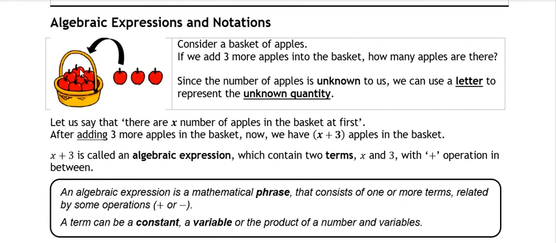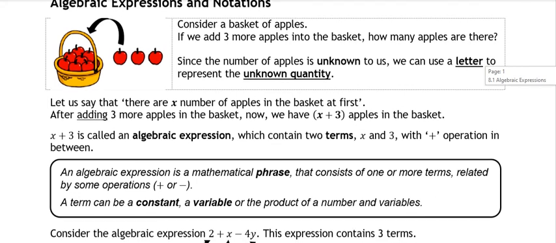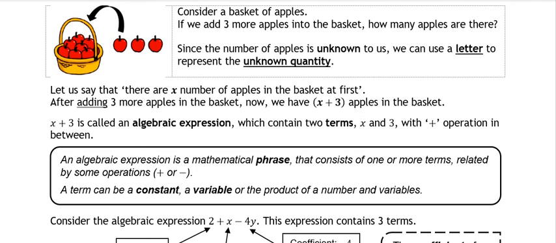Here this is the idea of algebra. Consider that we have a basket of apples and we don't know the amount of apples, but let's consider that we are adding 3 more apples into the basket. So how many apples are there? When you try to represent this, we will represent this using the unknown quantity, or we call it variable. So here, let's say there are x number of apples in the basket. And when you add a 3, you have x plus 3.